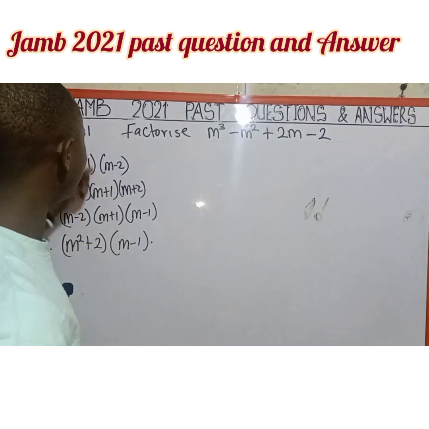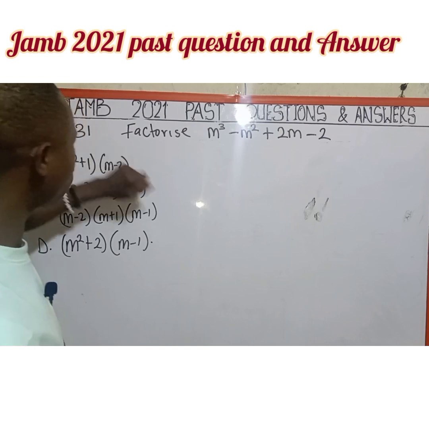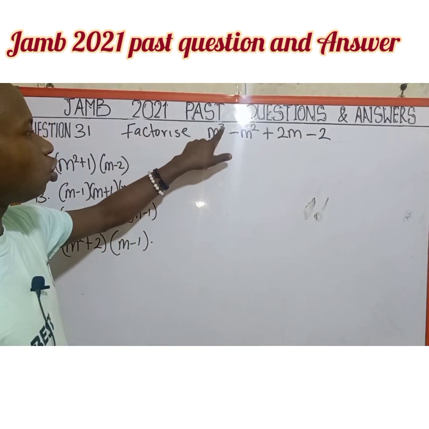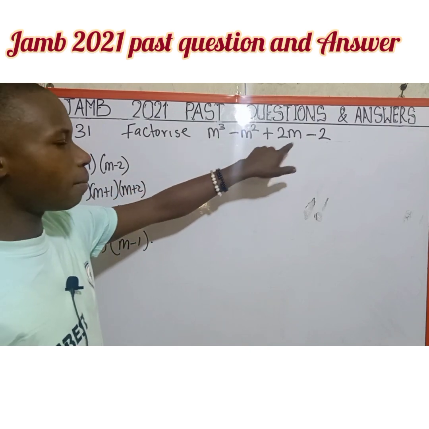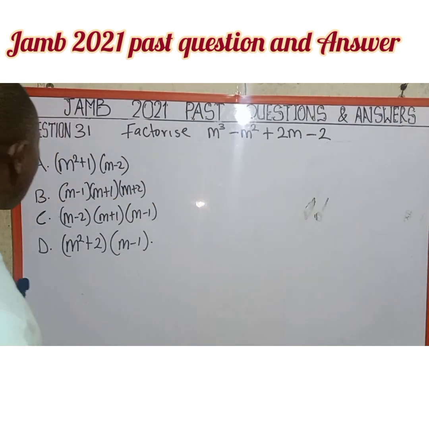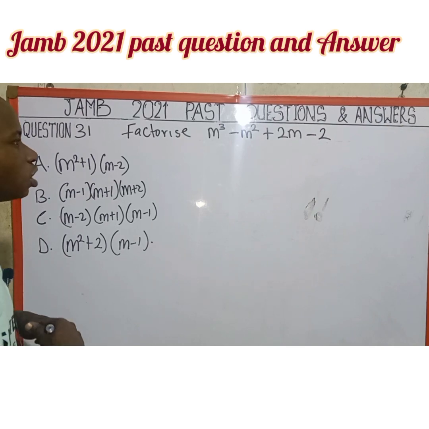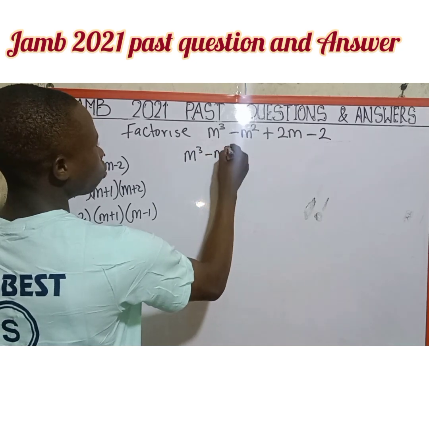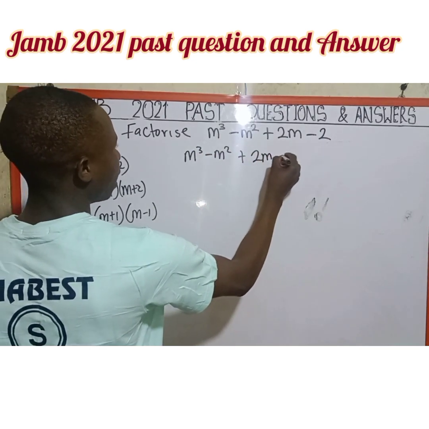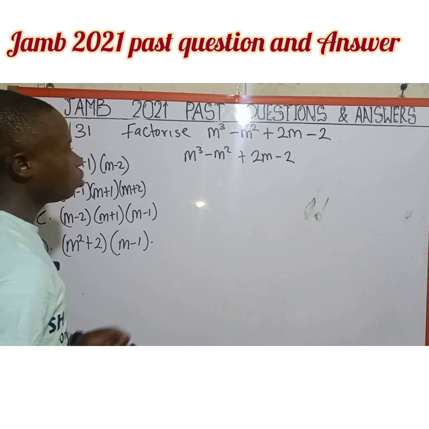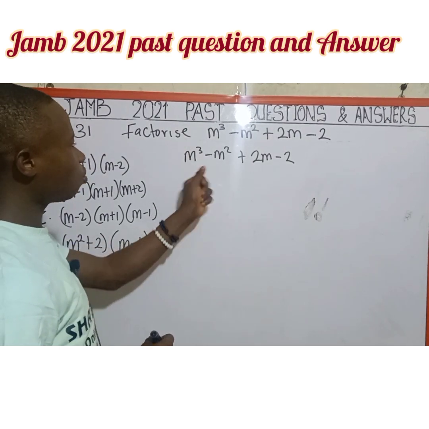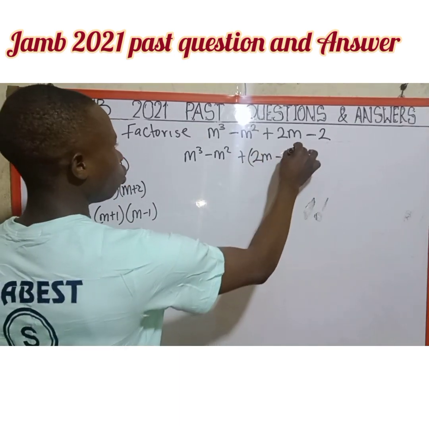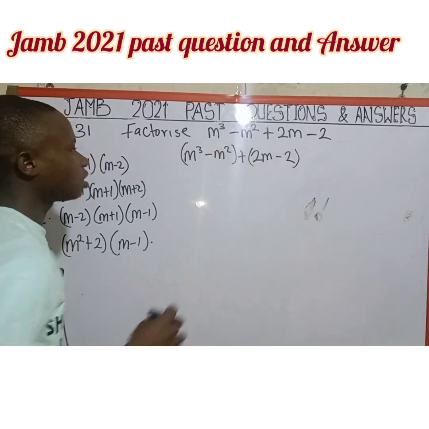So this is question number 31 in JAMB 2021. The question reads: factorize m cubed minus m squared plus 2m minus 2. And we are provided with options A to D. So let us factorize. We have m cubed minus m squared, then plus 2m minus 2. What we are going to do here is group them, then factorize them separately.